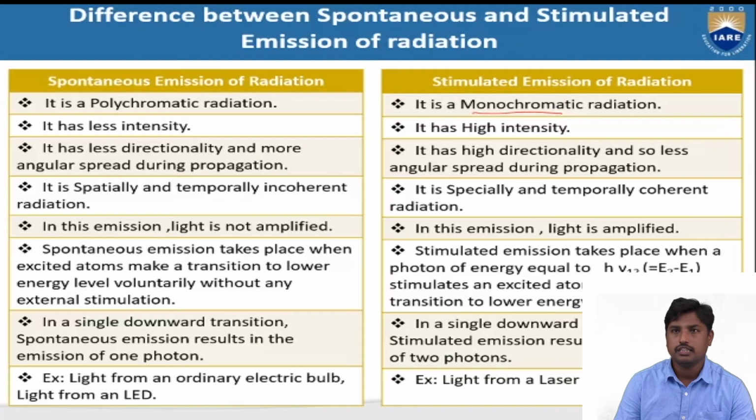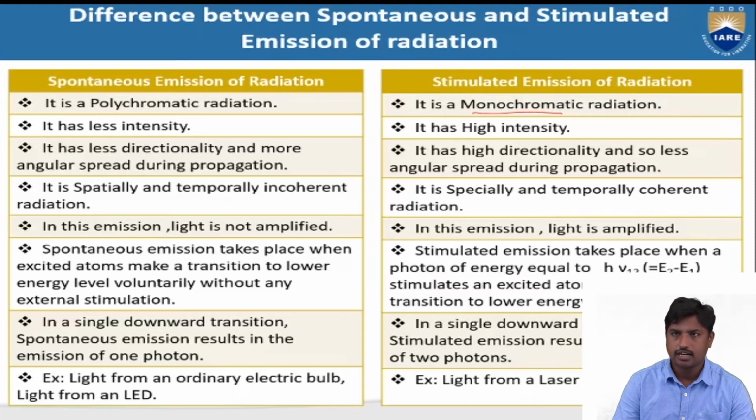Spontaneous emission of radiation has low intensity, and stimulated emission of radiation has high intensity. Spontaneous emission has less directionality, while directionality is high in stimulated emission. In spontaneous emission, light is not amplified, while in stimulated emission, light is very much amplified. So these are some differences between spontaneous and stimulated emission of radiation.